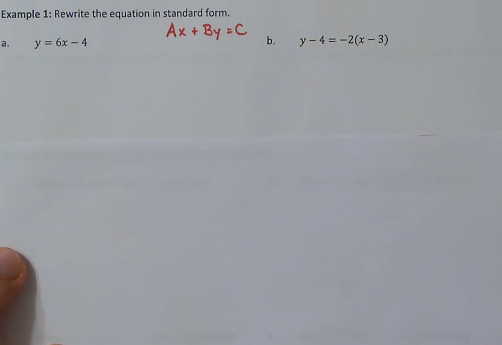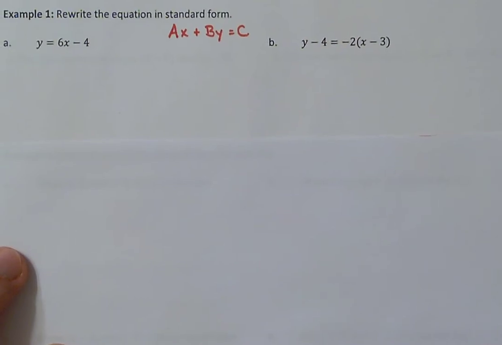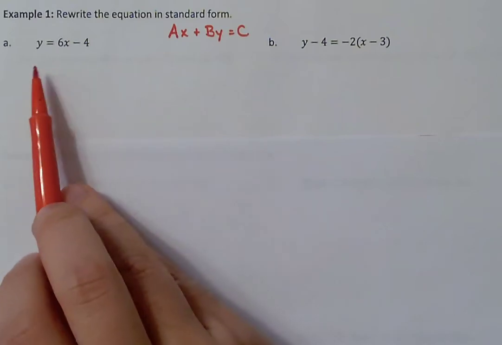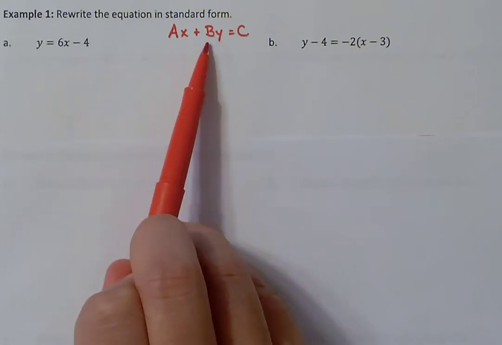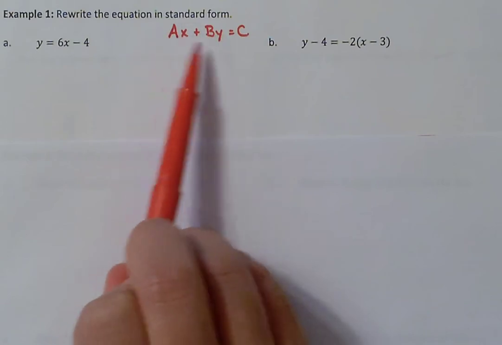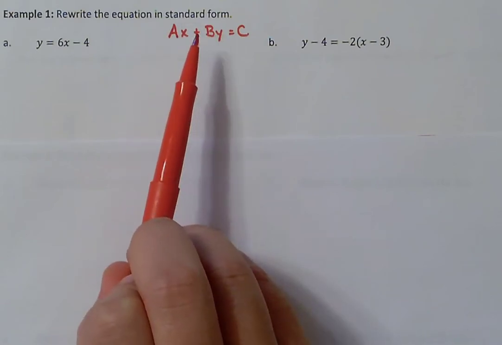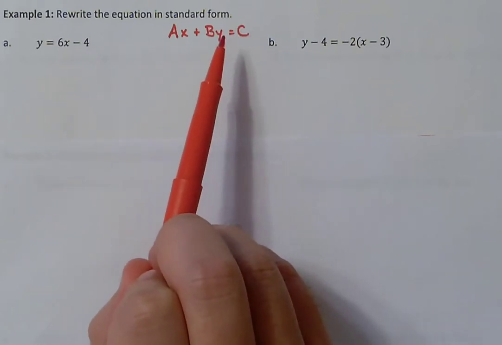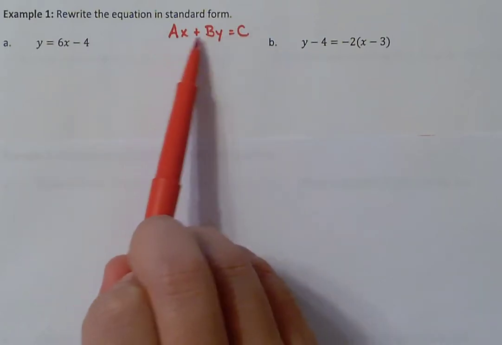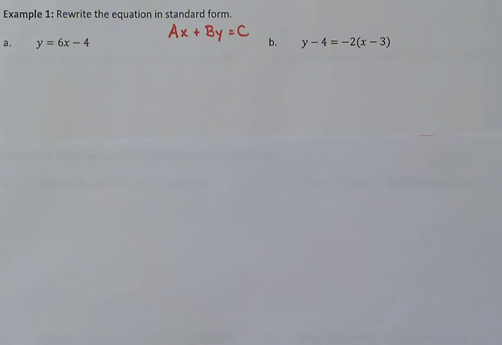A few things about standard form you need to be aware of. First thing is that with standard form, x and y have to be on the same side. So it cannot be y equals 6x; x and y must be on the same side. You can only have x and y on the left side, and then the free number, like this minus 4, has to be over by itself. Now a number can be on x and y, it just cannot be a fraction. So if there's ever a fraction involved, I'll show you how we get rid of that.